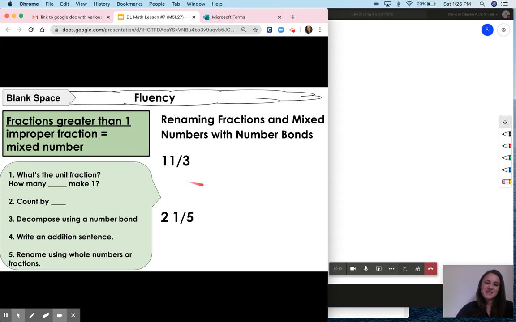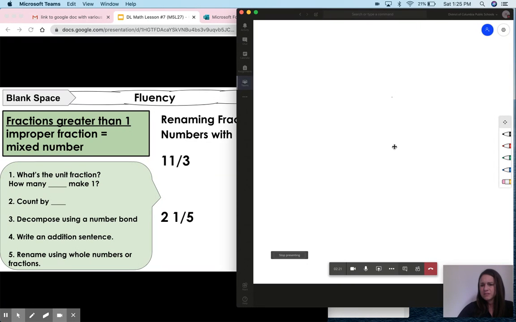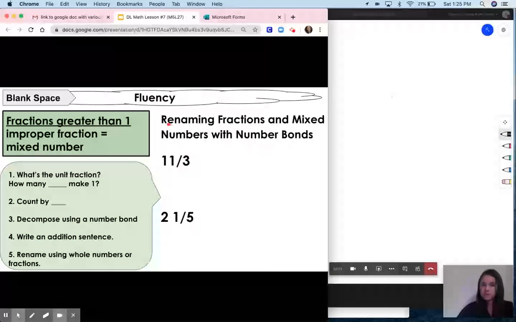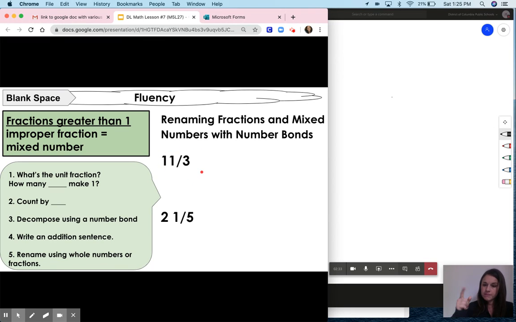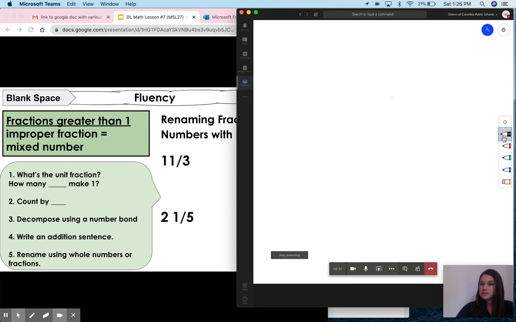Okay, here we go, 11/3. I want you to turn 11/3, or rename it, into its other form. So first tell yourself, what is that? Is it an improper fraction or a mixed number? Good, improper fraction. Change it into a mixed number, pause the video, go.